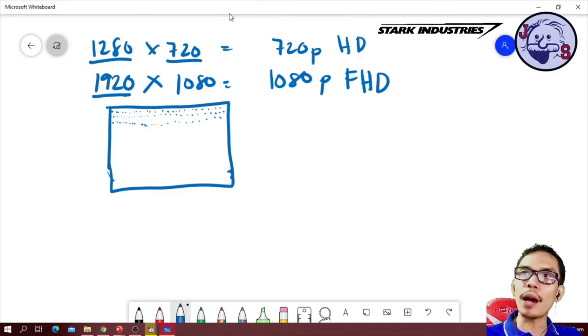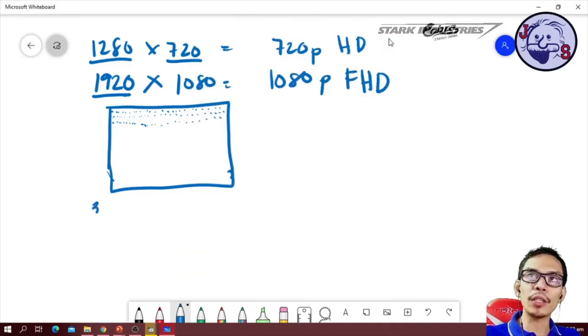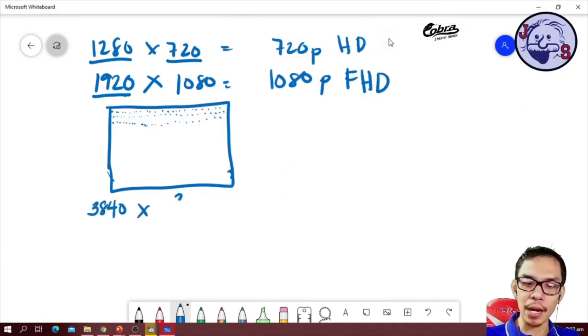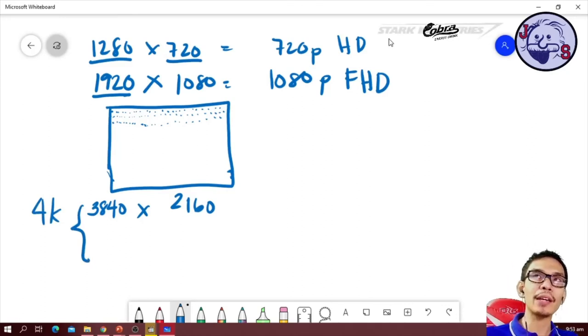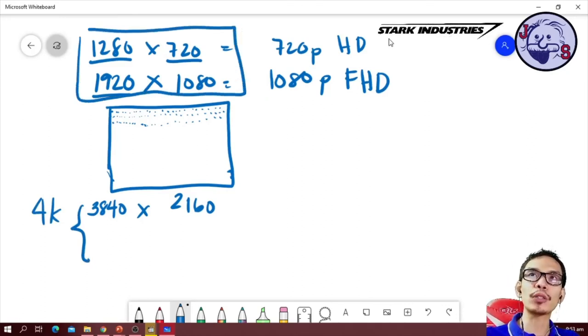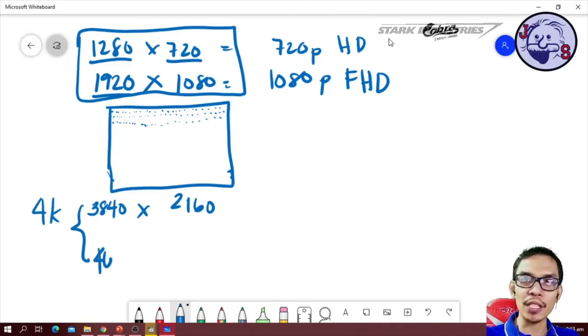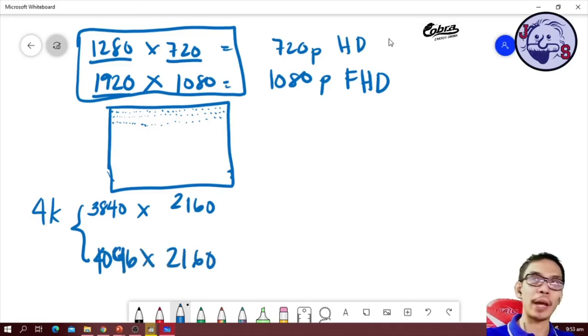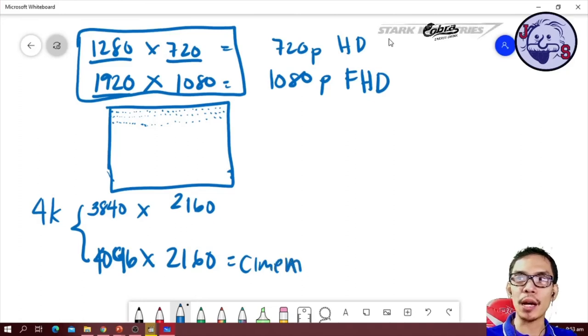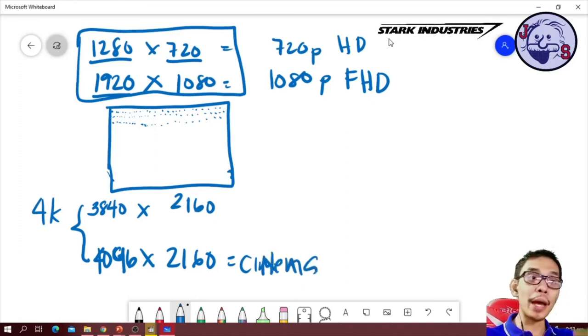We have new technology today. We call it 4K. Here we have 3840 by 2160, so this is a 4K resolution. Again, this is called resolution, the total amount of pixels found in your image, video, or monitor. There is also a 4K found in cinema, which is 4096 by 2160. These are found in cinema, which has a bigger screen size.